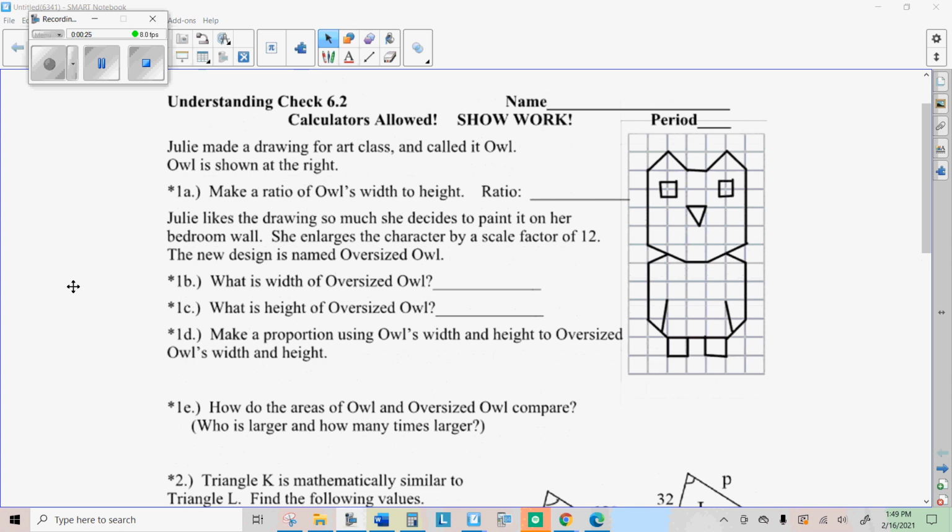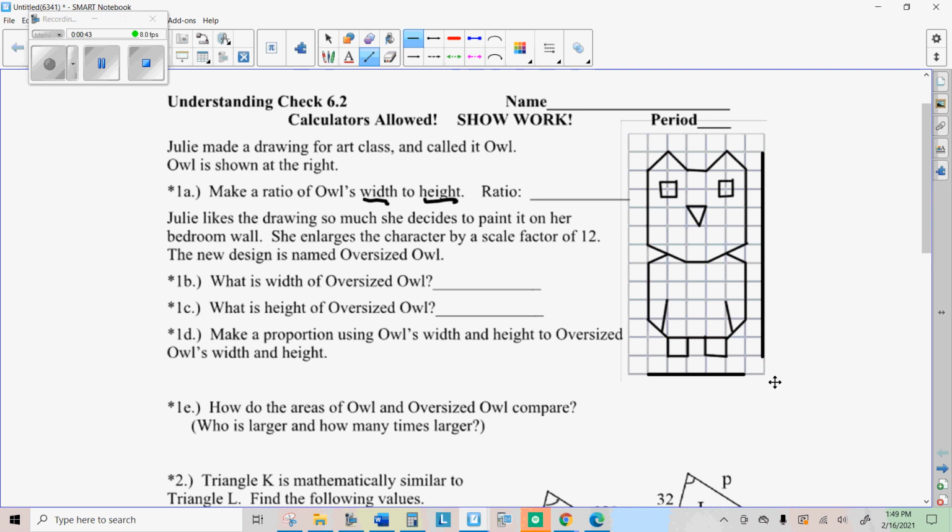So we made this owl character. We want to find the ratio of the owl's width to the height. To find the width, you want to count this distance here. To find the height, you want to count this distance here. All right, go ahead and do that.